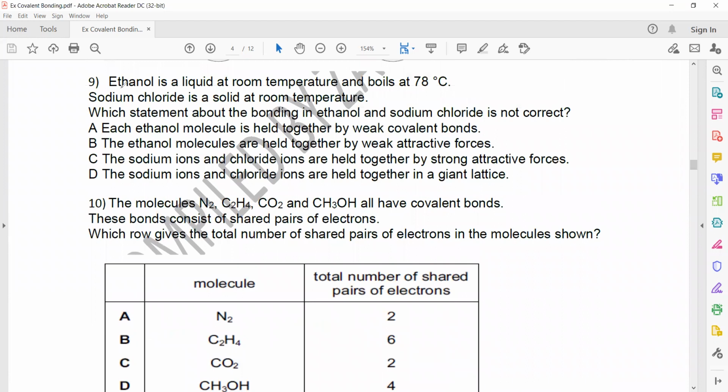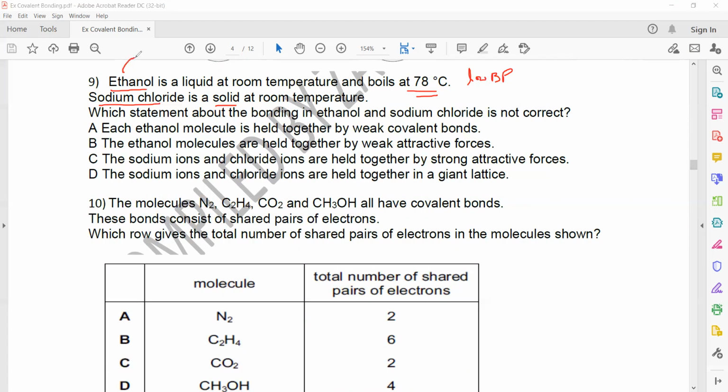In question 9, ethanol is a liquid at room temperature and boils at 78. So ethanol has a low boiling point. Sodium chloride is solid at room temperature. Why is sodium chloride, or NaCl, solid? Because sodium is a metal and chlorine is a non-metal.